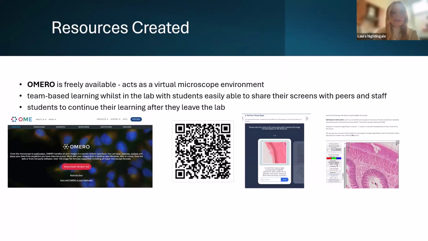Part of the advantage of the resources we created is that OMERO is freely available, and we can use this as a VME, or virtual microscope environment. Team-based learning whilst in the lab with students easily allows them to share their screen with peers and staff, which is another advantage of its use. And this also allows students to continue learning after they leave the lab.